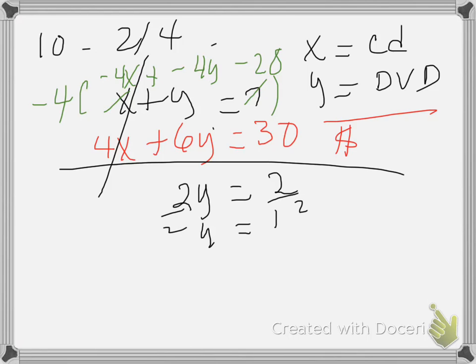So y is 1. Since we know what y is, it's telling you that there is one DVD that he bought. Okay, it's y. So how many CDs? We know he bought a total of 7 items. So if he bought one DVD, then he must have bought 6 CDs. So that is the answer.